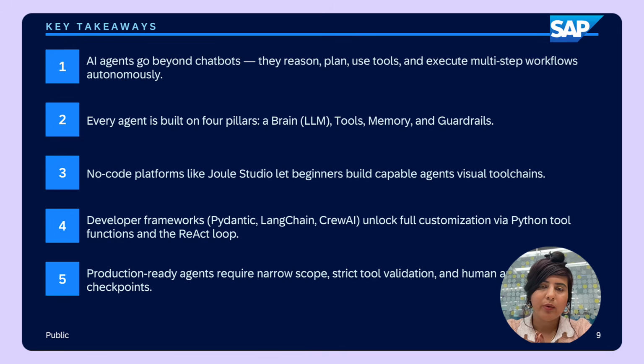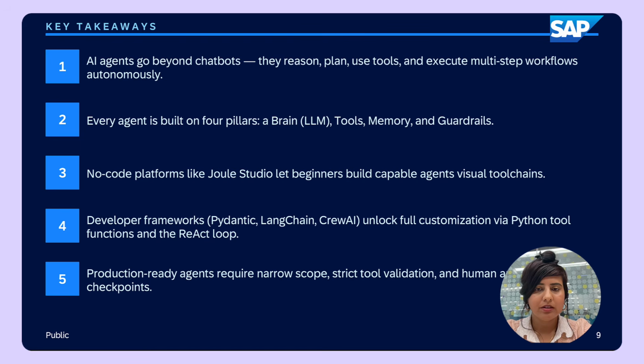So what are the key takeaways from this session? An AI agent has the ability to reason, plan, and act autonomously in order to execute multi-step workflows and reach a particular goal without human intervention. Second, an agent has 4 key pillars: the brain, the tools, memory, and guardrails. Third, there are 2 approaches to build: one is the no-code approach, another is the pro-code approach.